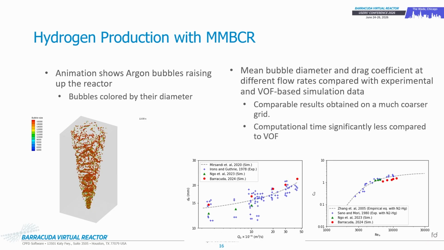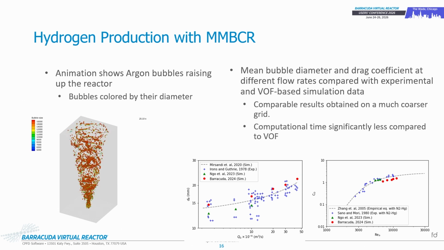Again, can I compare with some of my published data? I've tried doing it. Firstly, the mean bubble diameter as a function of flow rate. Some of those tuning parameters I showed you, I tuned for one particular flow rate case, and then I tested the Barracuda model for other flow rates. We do a decent job matching some of the data. Again, it's a mix of experimental and simulation data.